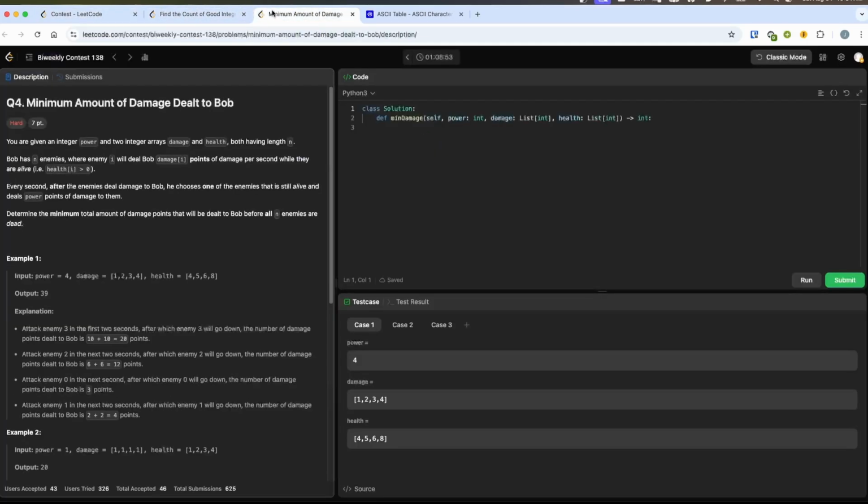Maybe focus on this one, it's a little easier. Every second after the enemies deal damage to Bob, he chooses one of the enemies that is still alive and deals power points of damage to them. So, can we just simulate all of these?